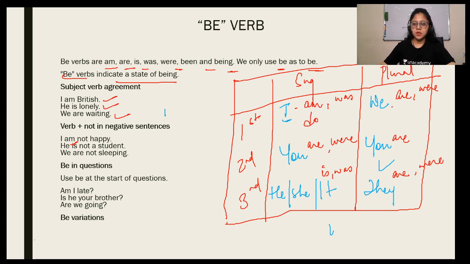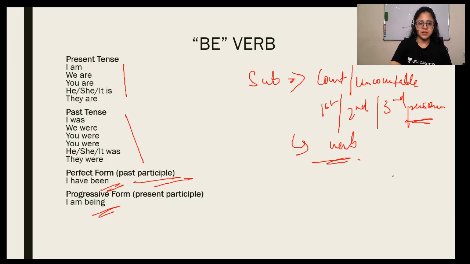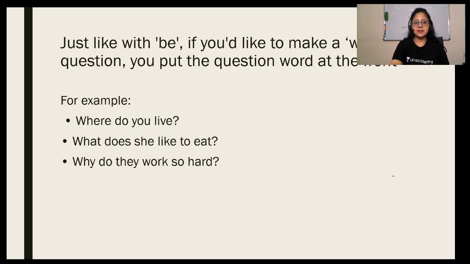I do, we do, you do, he, she, it does, they do. Can you see this, Abhishek? You can clearly see that we've got does out there. And because of which, the moment the does comes, the main verb stops reacting with the subject, and the does starts acting with the subject. All right. I will be showing an example to you later to make it clearer for you to understand. So these are the correlations. And just like with be, if you'd like to make a WH question, you put the question word at the front.